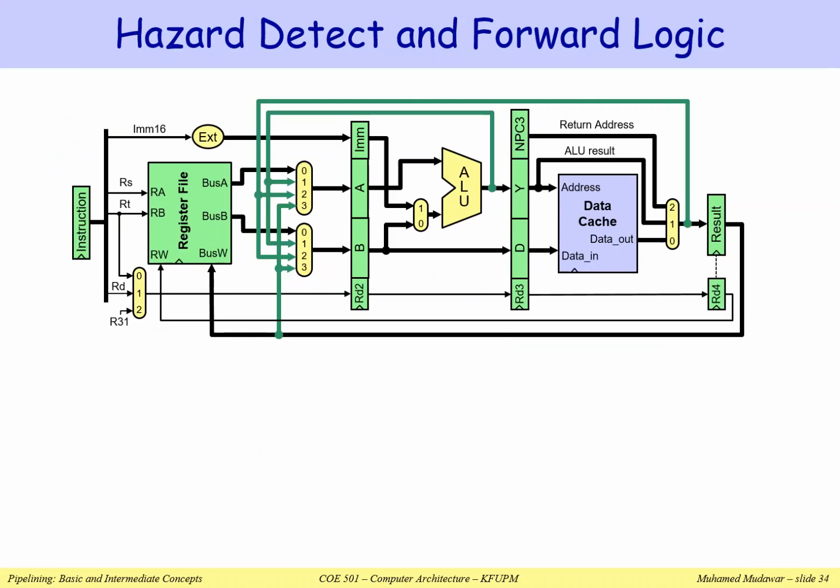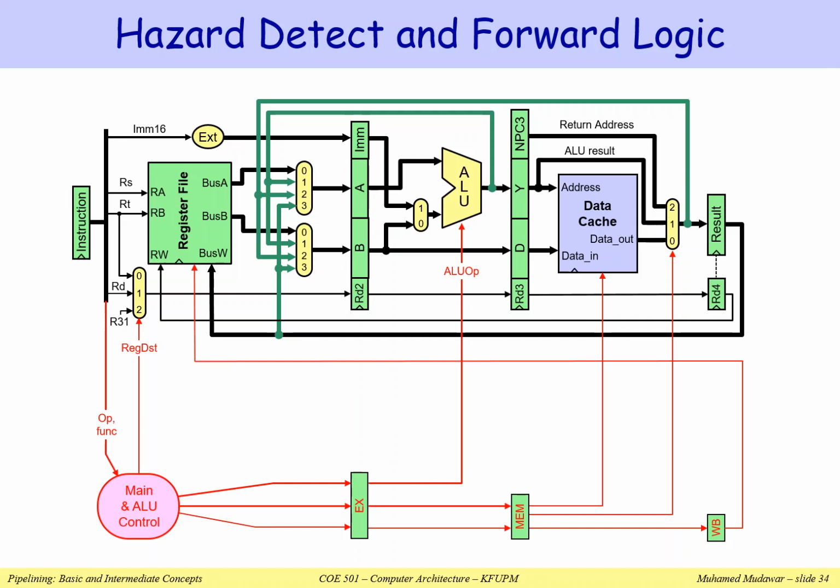Now let us see how we can implement the forwarding. We have introduced the two control signals, forward A and forward B. We need to generate the values of these control signals. So we need a special logic, which is called the hazard detect logic. This hazard detect logic is in the second stage of the pipeline.